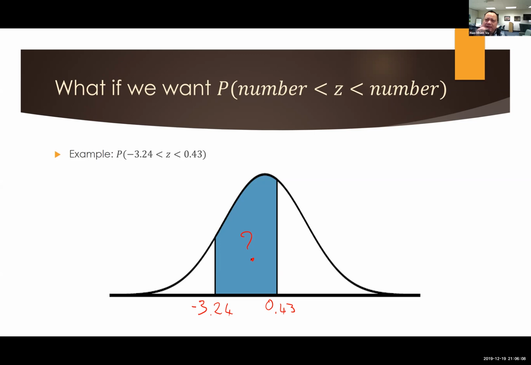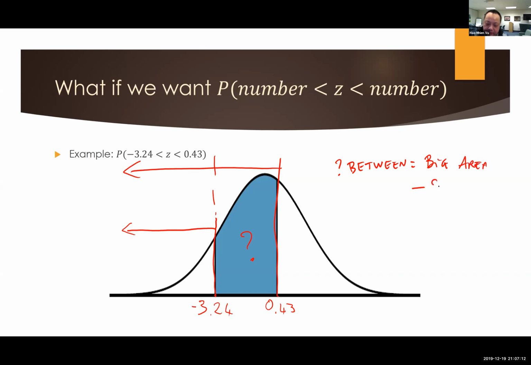And the way we do it is this. The table always gives us the area to the left. So let's take a look at the area to the left and see what it looks like. So we have an area for negative 3.24, this area to the left. So this is the area in the table. Okay. For 0.43, this is the area to the left. And the question mark is in between them. So that means we can just take the big area minus the small area to get the area in between. So the question mark between is going to be the big area minus the small area.